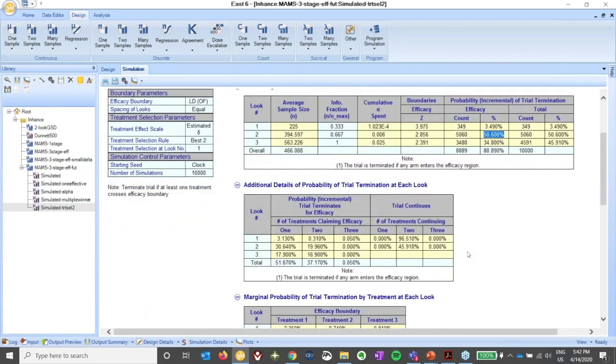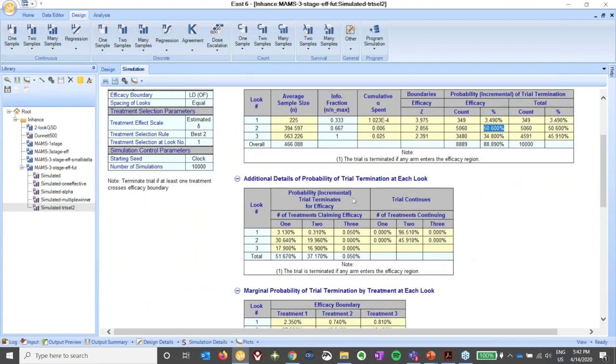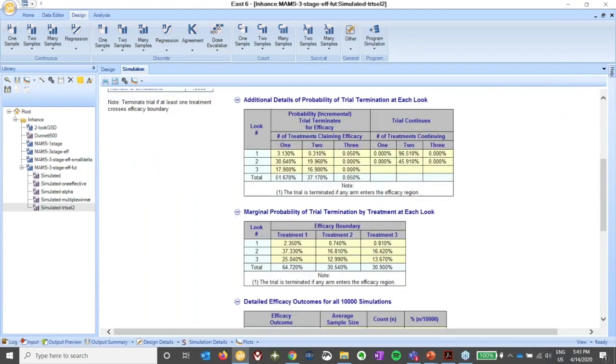From the third table, the table of additional details of probability of trial termination at each look, it can be seen that the trial has about 51 or about 52% power to show significance on only one treatment, about 37% to show significance on treatment 2, and less than 1% on treatment 3. And moreover, marginally, treatment 1 has a 65% chance of success, treatment 2 has about 30.5% chance of success, and treatment 3 has about 30.9% chance of success.